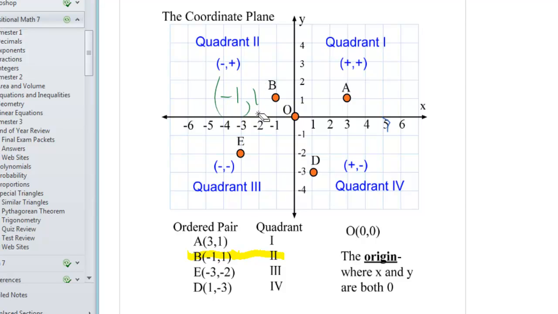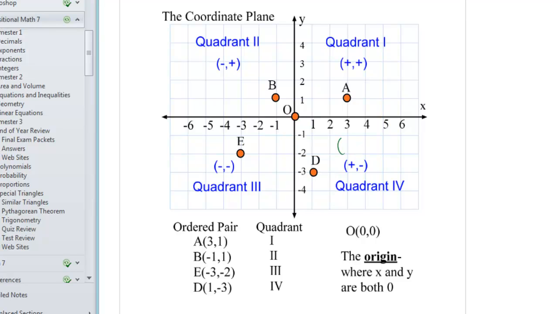Now if we go down to quadrant 3, we notice the ordered pair E. I moved over 1, 2, 3 in the negative direction for x, and I moved down 1, 2 in the negative direction for y. So that's the ordered pair -3, -2 in quadrant 3. In quadrant 4, I have point D, which has the ordered pair 1, because I moved over 1 in the positive direction, and -3, because I moved down from 0 to 1, 2, 3 in the negative direction. So 1 is my x value and -3 is my y value at point D.